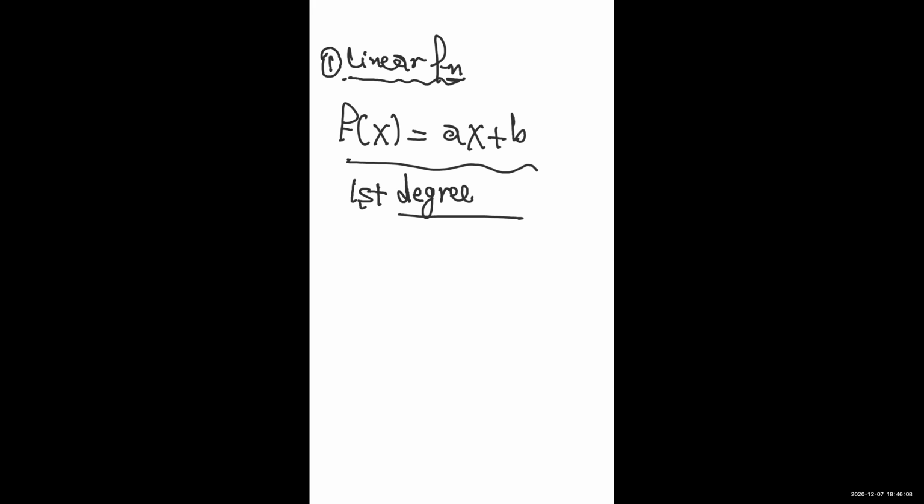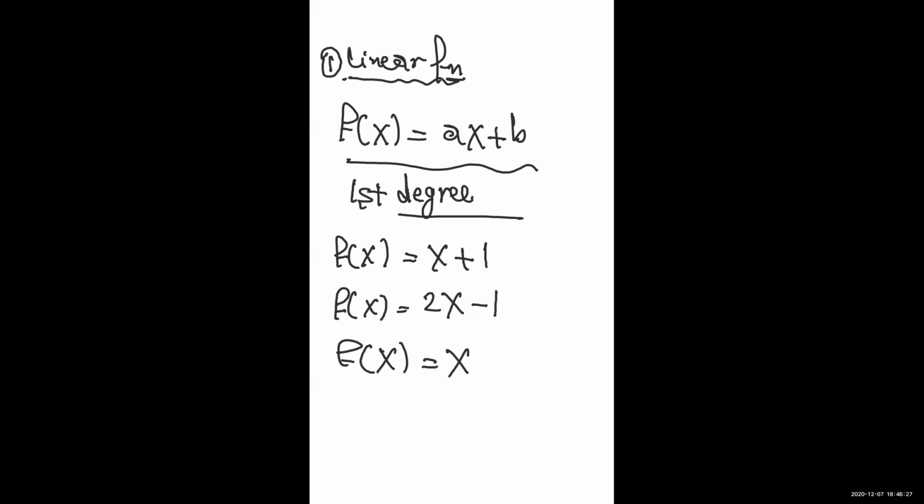Examples for the linear function are f of x equals x plus 1, or f of x equals 2x minus 1, or even f of x equals x. So a here is the coefficient of x. In the first function, a equals 1, and b is the number or the factor, which also equals 1.